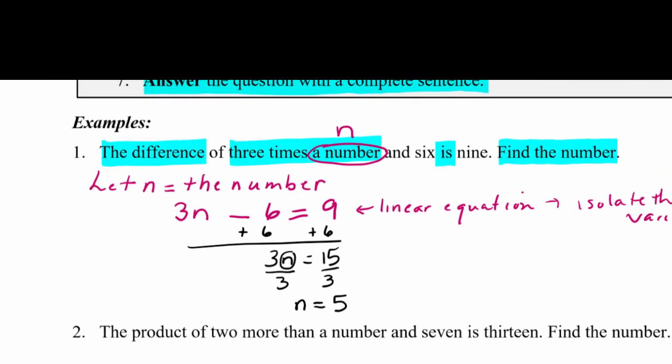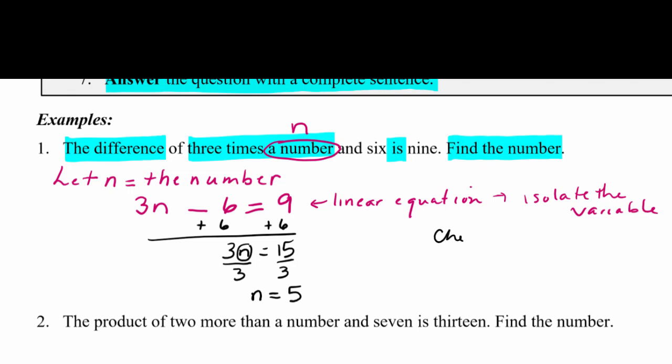3 times 5, 15. 3 times a number, right? So 3 times 5, 15, minus, difference, 15 minus 6. Does that equal 9? It sure does. So that checks. So answer the question with a complete sentence. The number is 5.